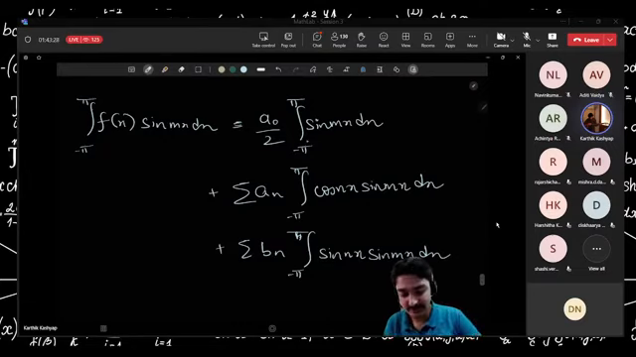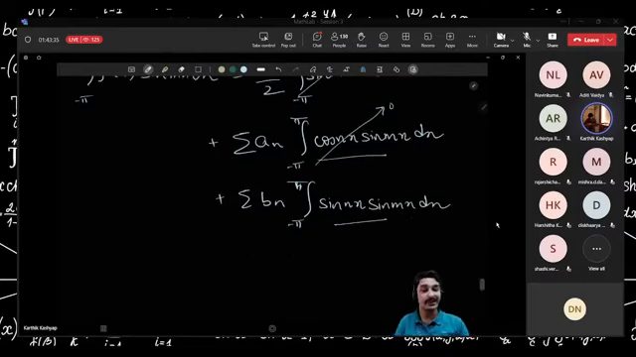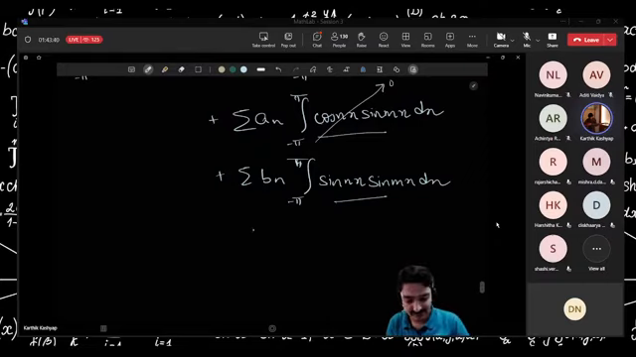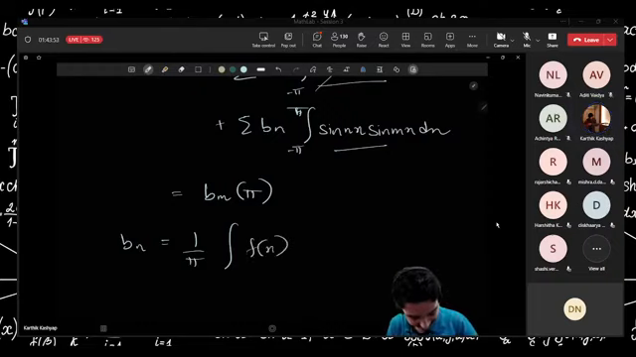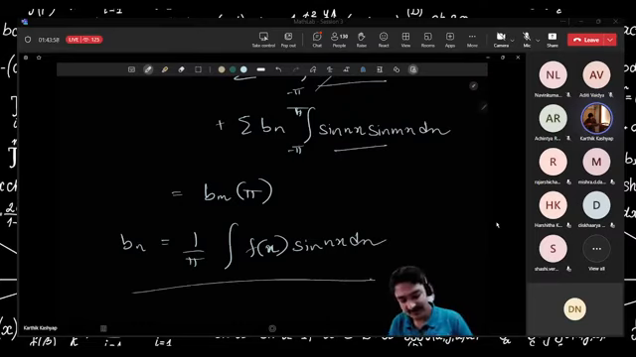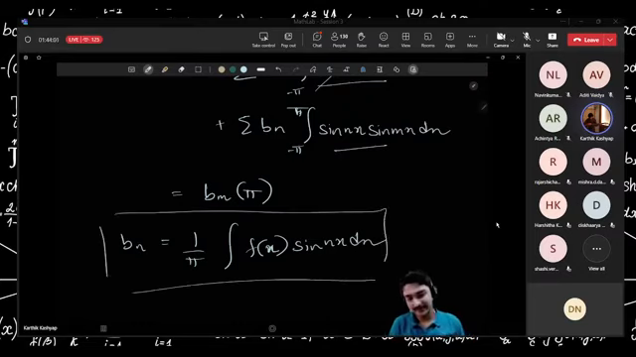So similar to before, this value will always be equal to 0, and then this value is again always equal to 0 because it's sine and cos. And this value again, the only place where it is non-zero is when n is equal to m. So the only value again we get from this is bm times pi, the integral value. So bm, let's replace it by n. So bn we get as 1 by pi times the integral of f of x sin nx dx. So this is the value of bn that we get. So we have found all the coefficient values corresponding to the given function.